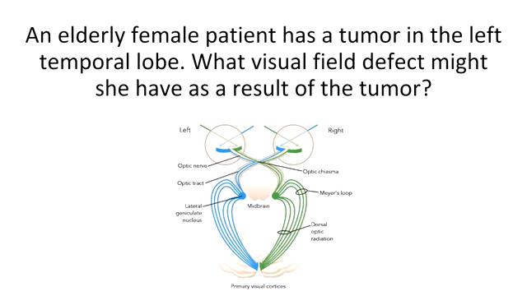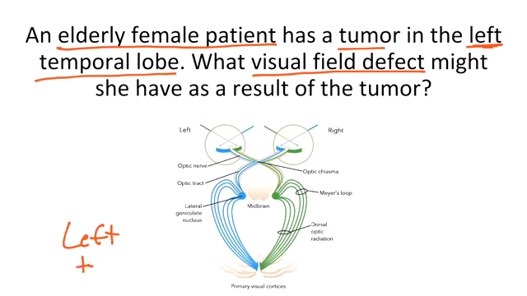So now let's do another question. Let's say there's an elderly female patient who has a tumor on the left temporal lobe. So it's on the left. What visual field defect might she have as a result of the tumor? So we're trying to find the visual field defect. So here we are given the tumor in the temporal lobe, so it's the left temporal lobe.